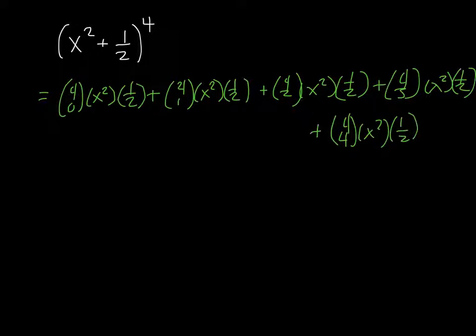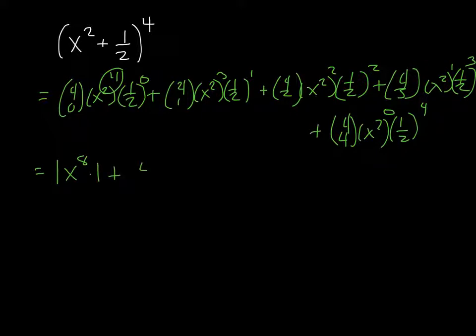Okay, now I do my exponents. x squared goes to the 4th, 3rd, 2nd, 1st, and 0. And the 1/2 goes 0, 1, 2, 3, 4. And of course, we always do our double check that the exponents add up to what they're supposed to. And then we can start simplifying. 4 choose 0 is 1. Now when you have an exponent to another exponent, we multiply, so it's x to the 8th, and then 1.